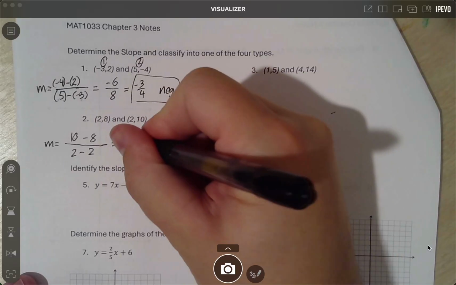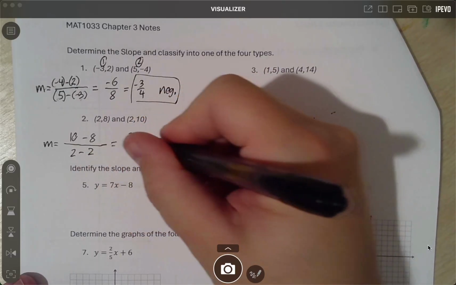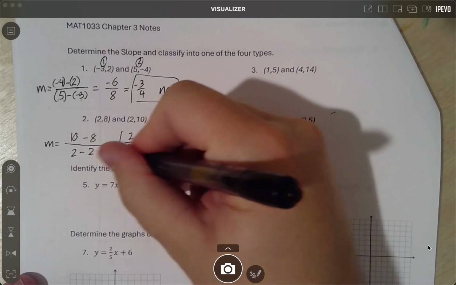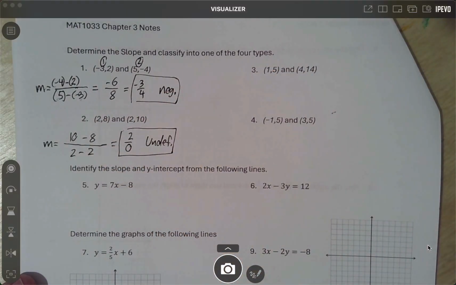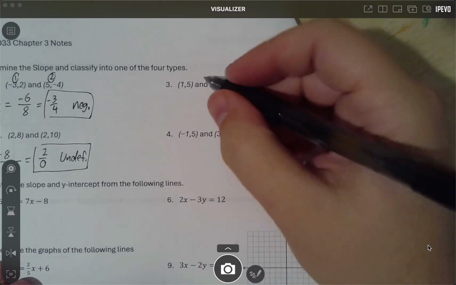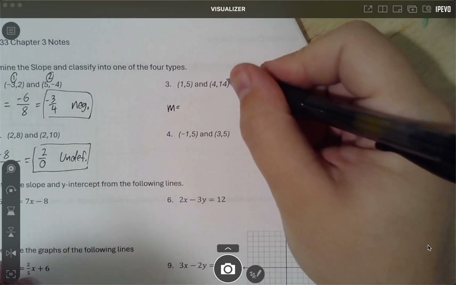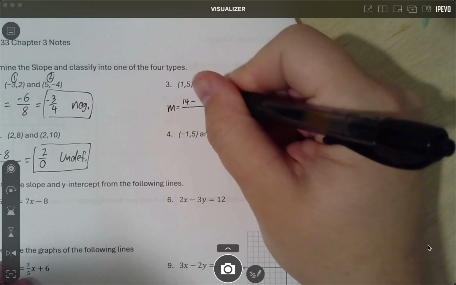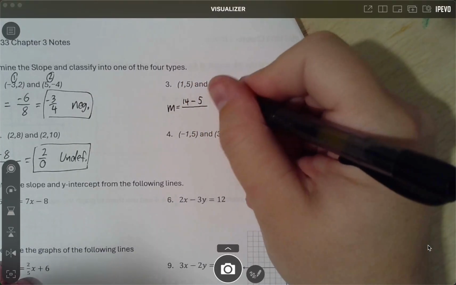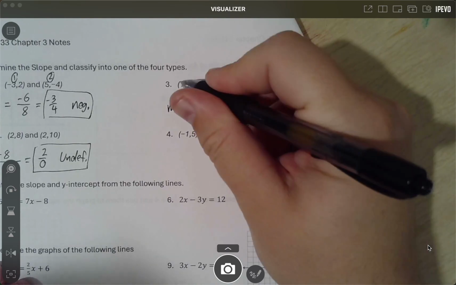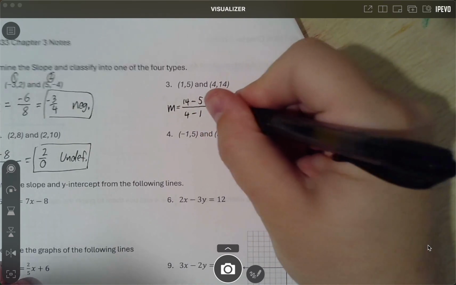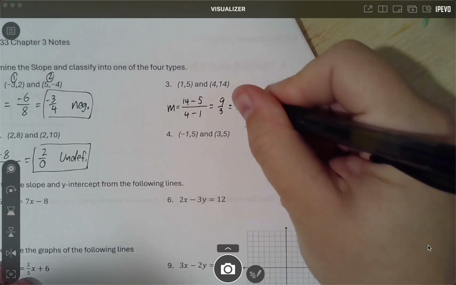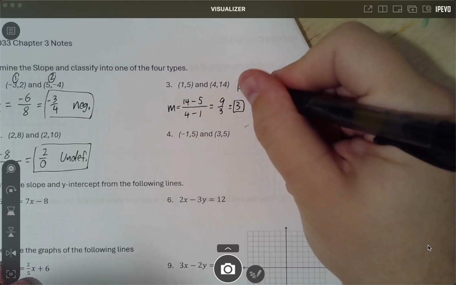10 minus 8 is 2. Now 2 minus 2 is 0. And so I definitely have an undefined slope because I just had a number over 0. All right. Up next, let's look at the next one. I've got y2, 14, minus y1, 5, over x2, 4, minus x1, 1. That's going to be, let's see here, 9 over 3. That's going to be a slope of 3. And so we've got a positive slope.